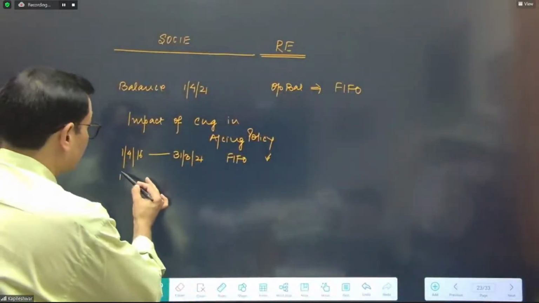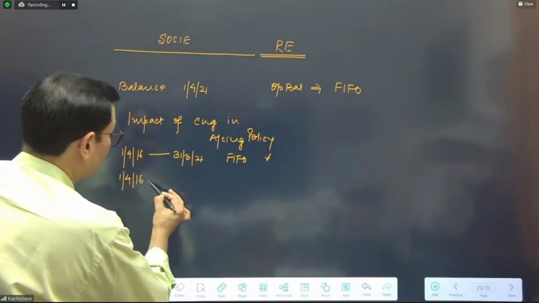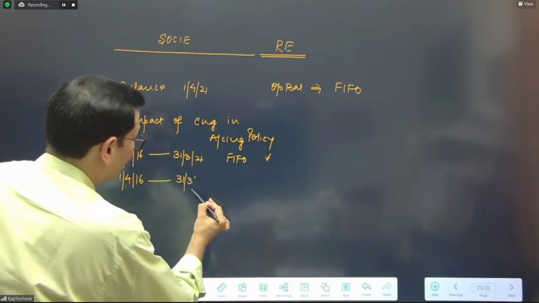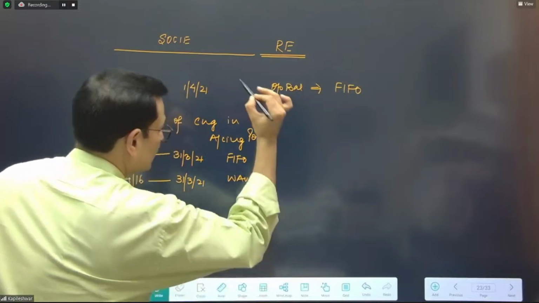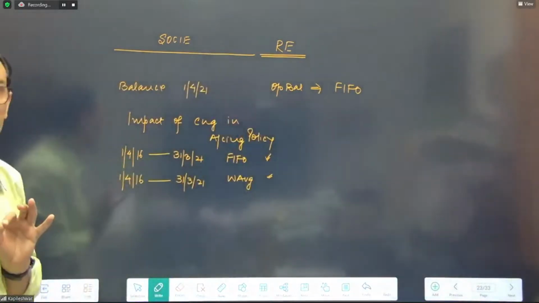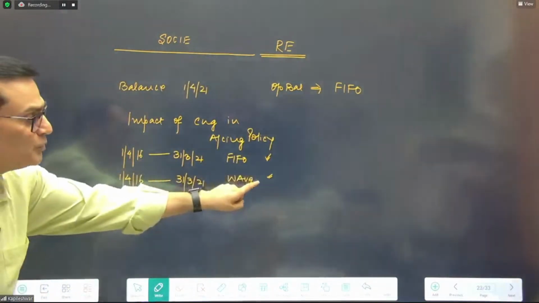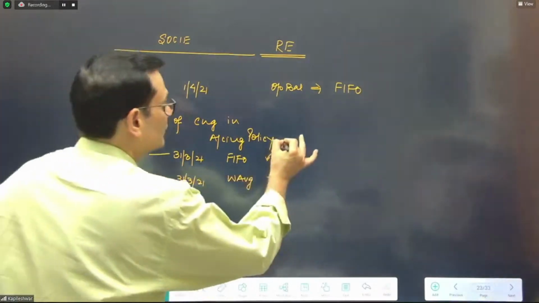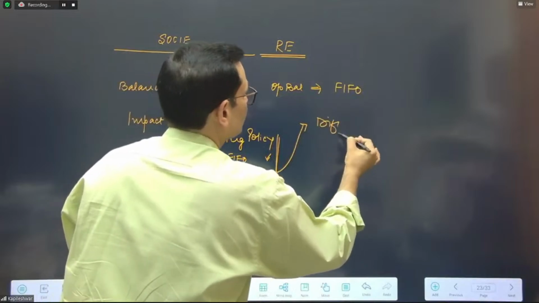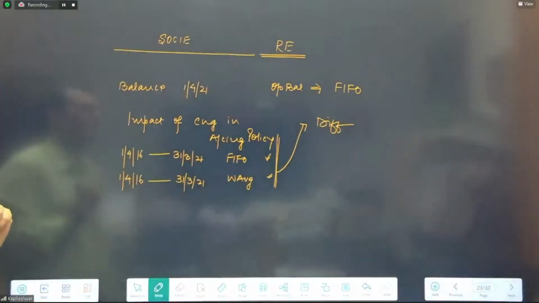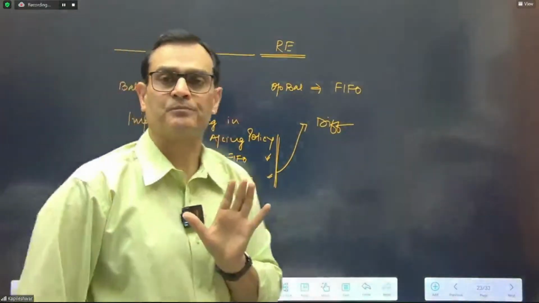Then recompute what the profits would have been if you had followed a weighted average for this block. If you had applied a weighted average, what would have been the position of profits? Now you need to consider the difference and make the changes to the opening balance.